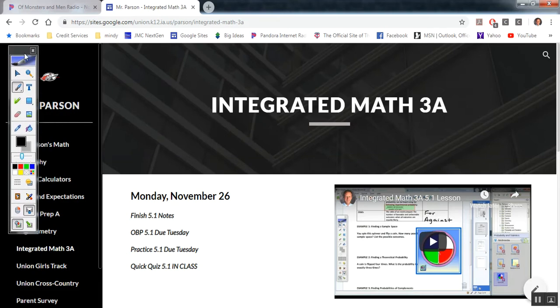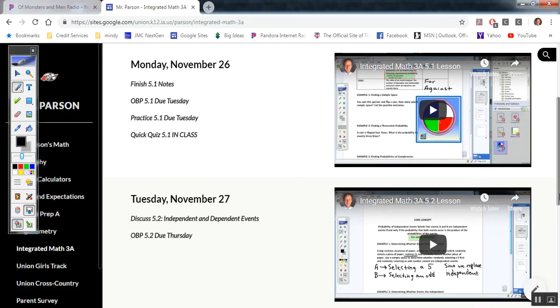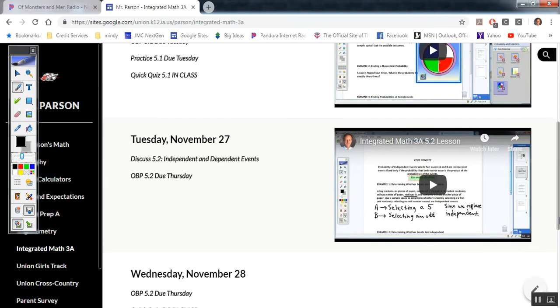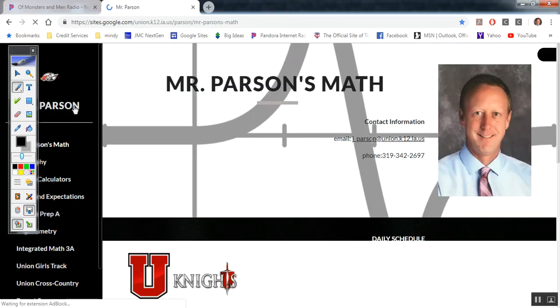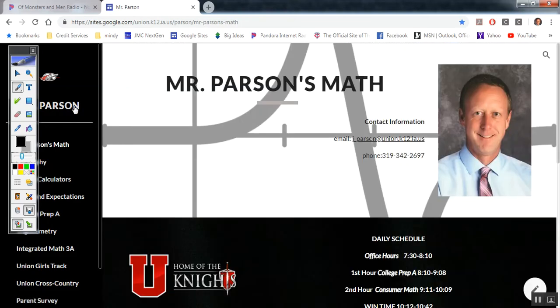And so, for instance, if you miss notes on Tuesday, it tells you that the notes are here if you want to watch it or catch it that way. But if you do a search for Mr. Parsons' math page, there's actually two pages that come up. Make sure you pick the one that has this goofy graph right here.